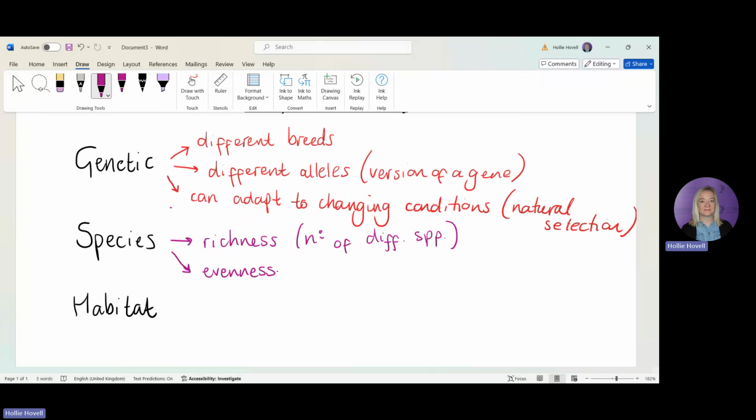Evenness, on the other hand, means how even are the numbers of each of those species. So let's say we had 5 different species. Have we got 2 of each of those 5 species? Or have we got 19 of one and 1 of another, 1 of another, 1 of another, 1 of another? So, are they evenly distributed, or have we got more of one than we have of another? Basically the proportion of each.